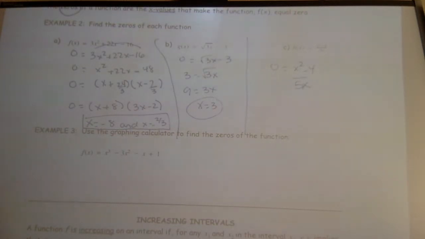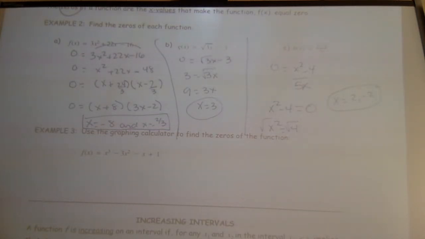Remember, I could take 0 and divide it by anything. So it's when the numerator is 0. Well, when will this numerator be 0? X squared equals 4, take the square root. Don't forget that negative 2, because when I take a negative 2 and square it, I still get 4.